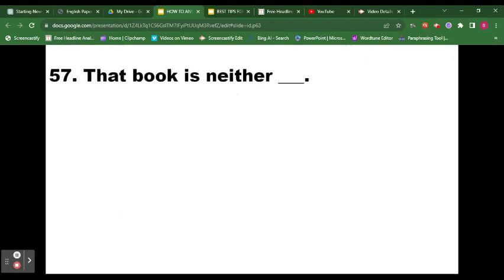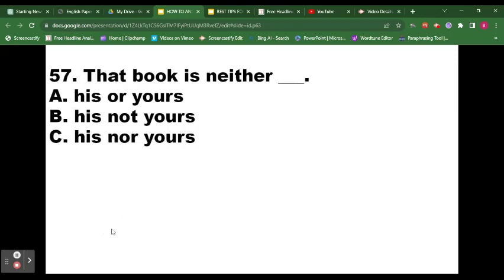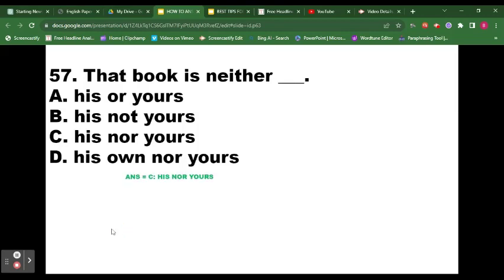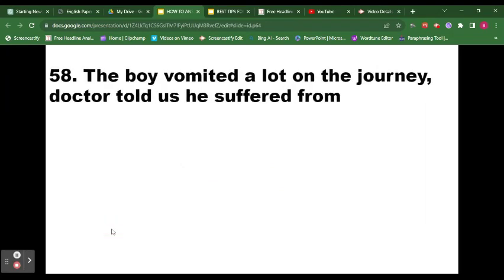57. That book is neither dash. A, his or yours. B, his, not yours. C, his, nor yours. D, his own, nor yours. Of course, the correct option is C, his nor yours. Neither goes with nor, either goes with or. Okay, those are correlative conjunctions, or correlatives, if you like.